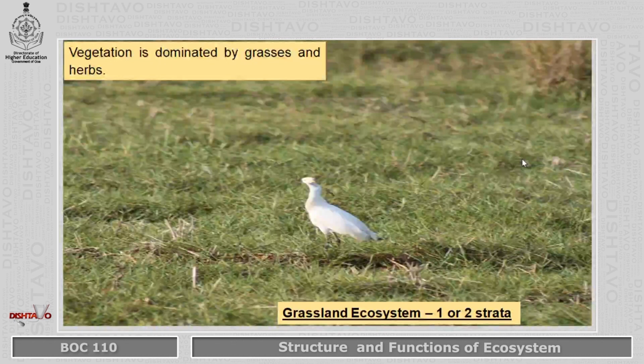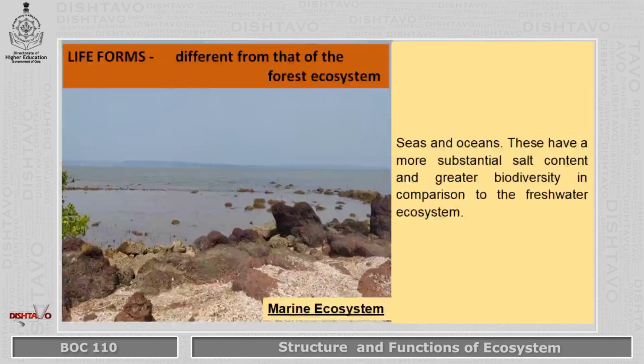In the grassland ecosystem, if we take it as an example, we don't see many layers, just one or two layers. Especially vegetation is dominated by grasses and herbs, which are at the bottom layer. There will be animals which visit this grassland, so they belong to that second strata. So one or two layers can be observed in the grassland ecosystem.